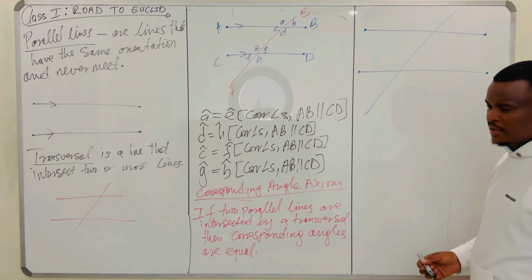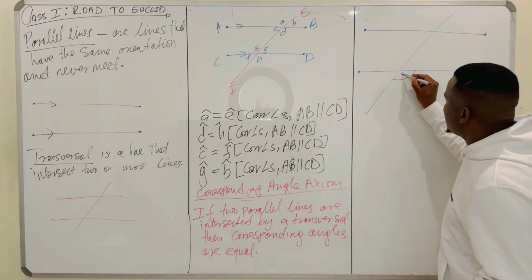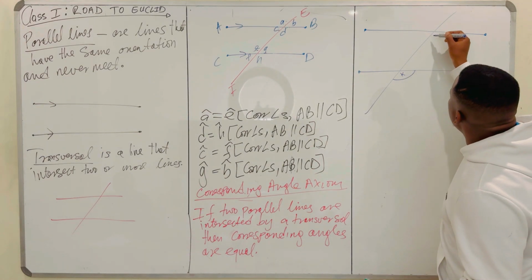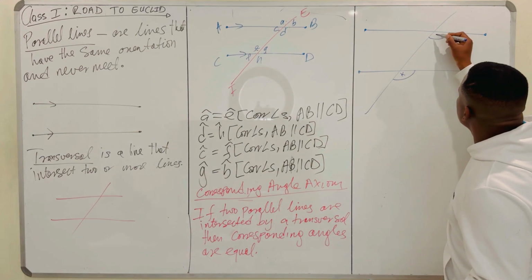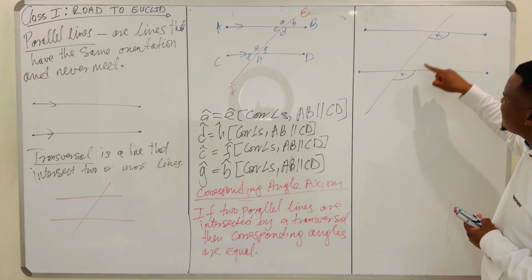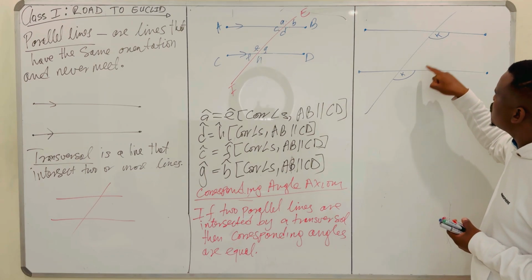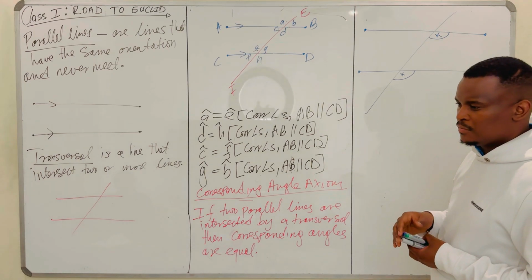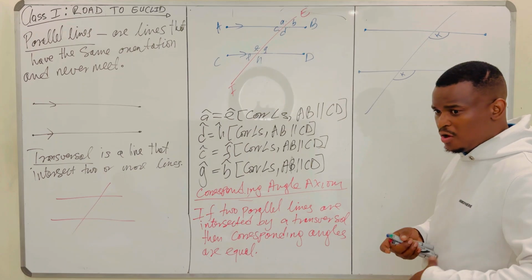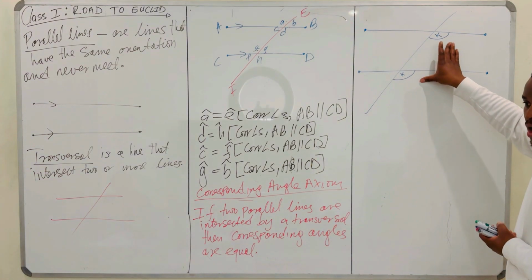Can you see? Yes. And the angle between the transversal and the line is K. Can you see? Yes. And the angle between this line, transversal and the line, is also K. These angles are sitting in the same position. What is the name given to angles that are sitting in the same position? Corresponding angles. Are you following? Yes, sir. The angles that are sitting in the same position are called corresponding angles.